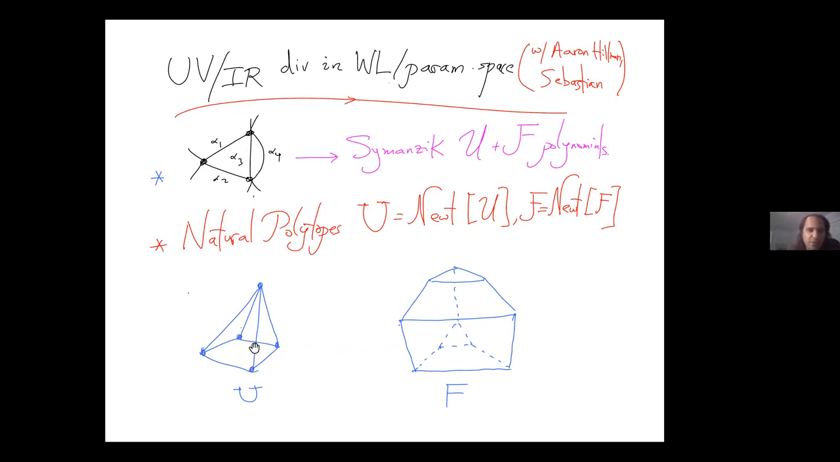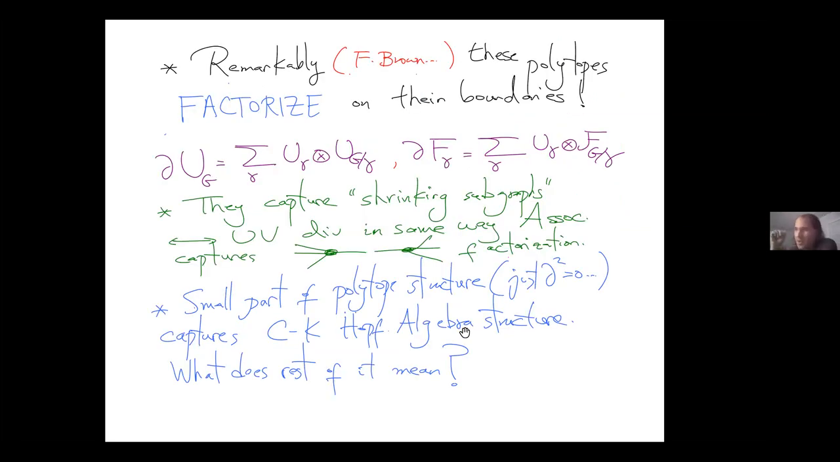If you take literally this graph, this is what the U polytope looks like. It's a three-dimensional polytope. This is what the F polytope, again a three-dimensional polytope, looks like. Now, here's the amazing thing, which Francis Brown first told me about last fall, and that we're trying to understand better and characterize from various different points of view. The remarkable thing is that these polytopes factorize on their boundaries to other polytopes of exactly the same type. The boundary of the U polytope is the sum over subgraphs, U tensor U, while the boundary of the F polytope is the sum over subgraphs, U tensor F. So there are some detailed differences between them. But the point is that these polytopes precisely capture in their facet structure all the ways of shrinking subgraphs to zero size. These polytopes play the same role for UV divergences as the icosahedron does for capturing long distance factorizations.